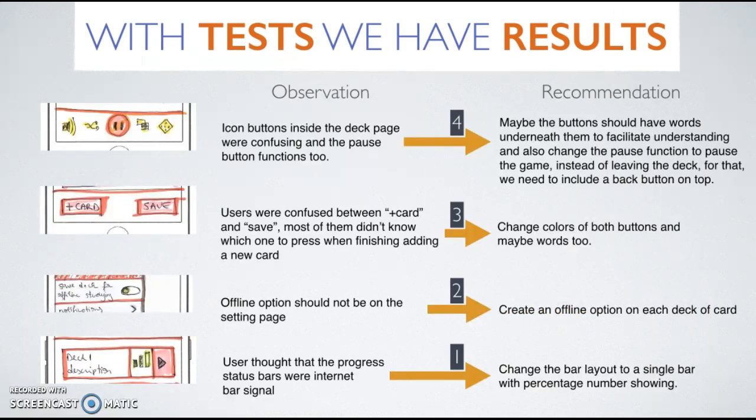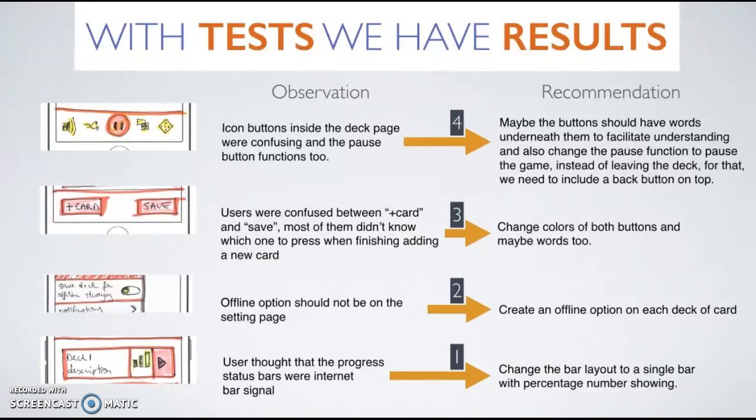Well, with tests we have results. After reviewing our usability testing, we have a few changes to make. Based on the Jakob Nielsen rating scale, we found that the icons and the pause button inside the deck of cards were confusing. People didn't know what the icons were for and if the pause button was to stop or not. Also, multiple users were confused between the plus card and save buttons. Most of them didn't know which one to press when finishing adding a new card.